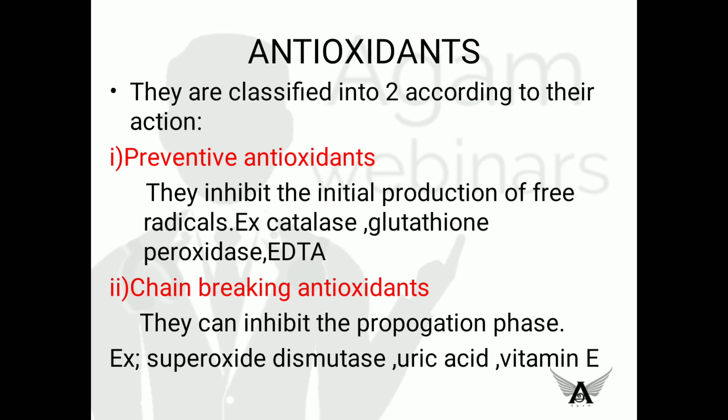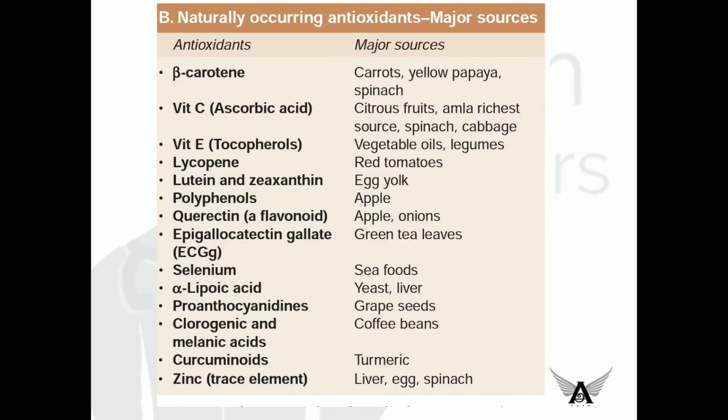Next group is chain breaking antioxidants. They can inhibit the propagation phase. Examples: superoxide dismutase, uric acid, and vitamin E. Okay, moving on to some examples of naturally occurring antioxidants. First three are antioxidant vitamins. First one is beta carotene, present in carrot, yellow papaya. Second one is vitamin C or ascorbic acid, present in citrus fruits. Third one is vitamin E or tocopherol, present in vegetable oil and legumes.